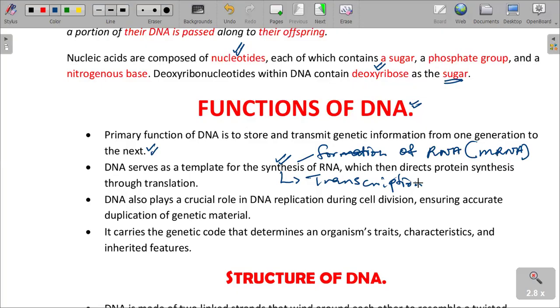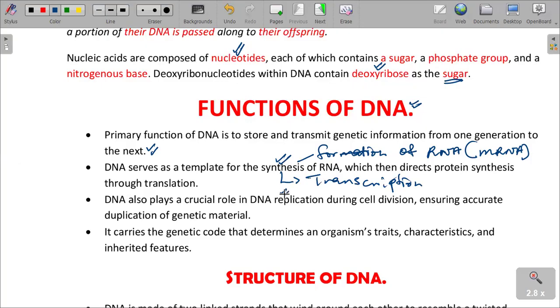So it serves as a template for the synthesis. In order for mRNA to be formed, we have a template which complements the free floating nucleotide bases found in the nucleoplasm of a cell, which therefore forms a single strand that we call mRNA. So please note that it serves as a template in that process of transcription. DNA also plays a crucial role in DNA replication during cell division.